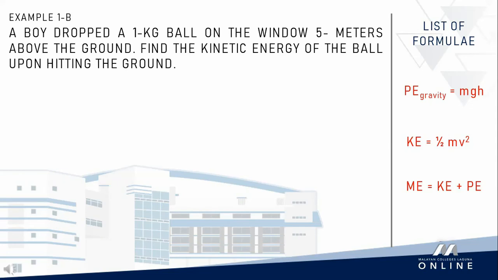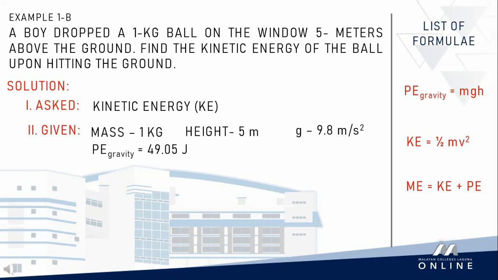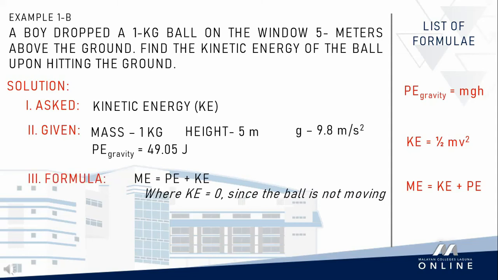A boy dropped a 1 kilogram ball on the window 5 meters above the ground. In this case, you need to find the kinetic energy of the ball upon hitting the ground. In this problem, you are asked to calculate for the kinetic energy of the ball upon hitting the ground. Remember that the potential energy of the ball on the highest point is the gravitational potential energy of the ball in the window. In this case, since velocity is not given, therefore, we cannot use 1/2 mv squared, right? We will use ME is equal to PE plus KE equation.